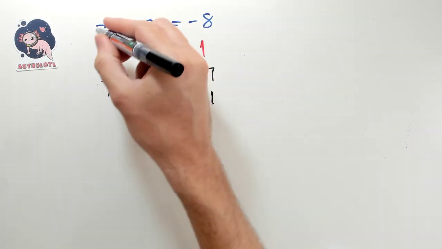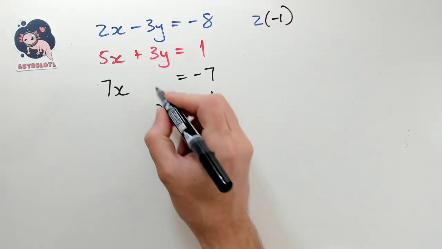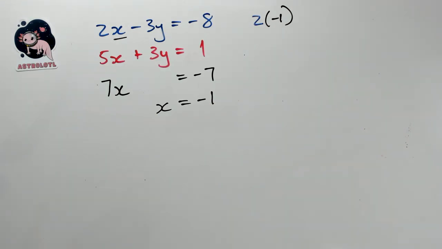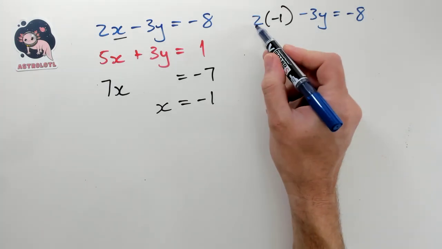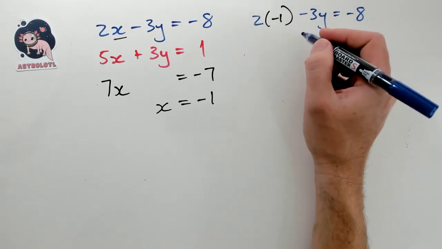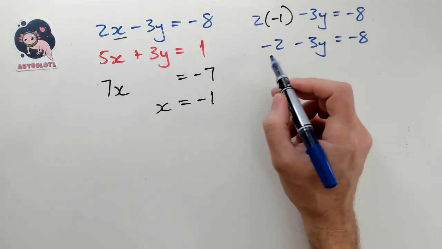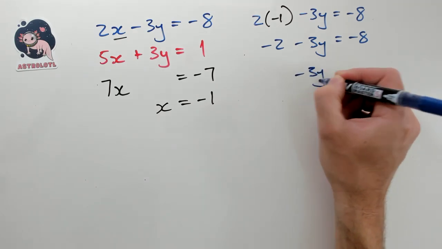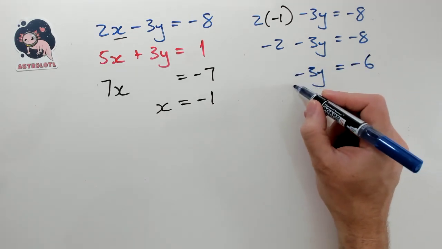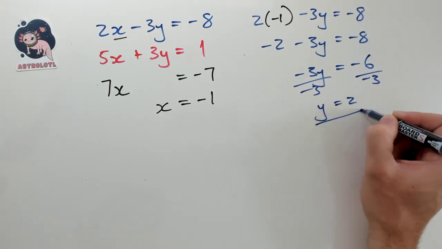And now I can sub that into any of the equations. Let's do a nice color-coded version, not go too quick. That's negative 1, that x over there, and the rest of my equation is negative 8. Then 2 times negative 1 is negative 2, so negative 2 minus 3y is negative 8. I add 2 on both sides, and I have negative 3y is negative 6. Just divide by negative 3 on both sides, and then y is equal to 2.